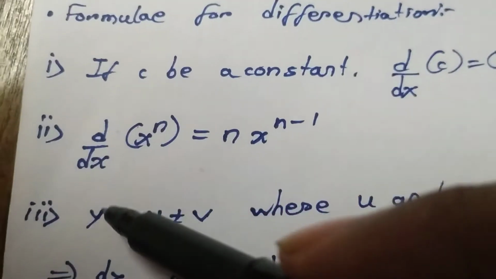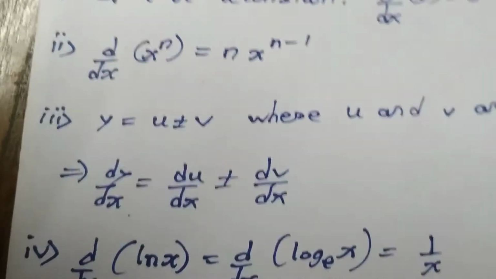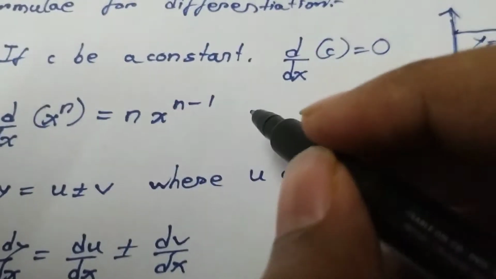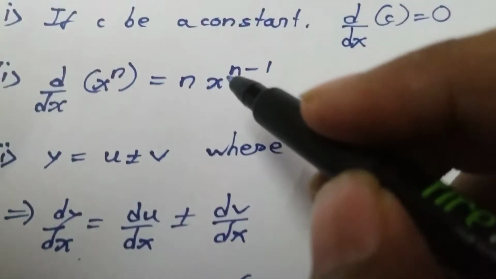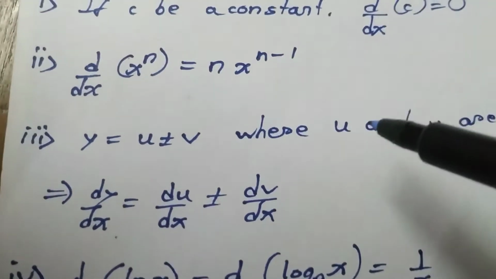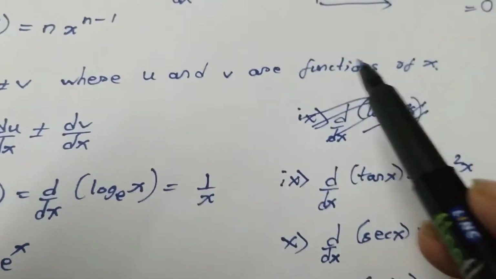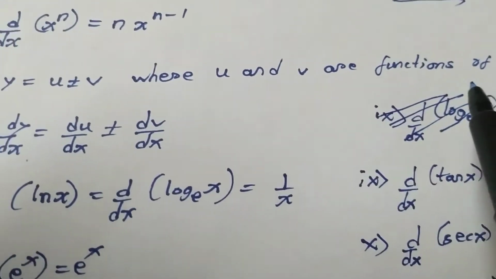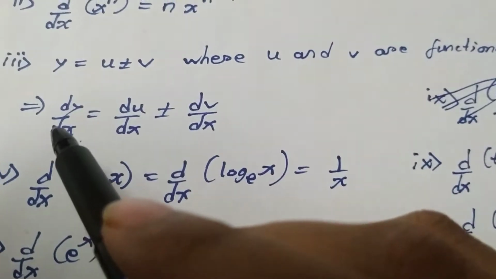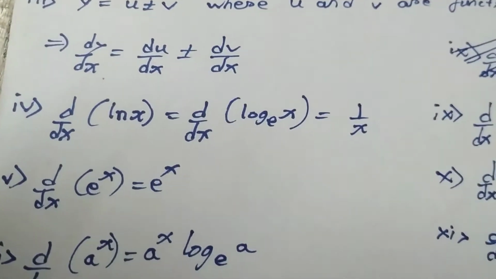And then comes d/dx of x to the power n is equal to n into x to the power n minus 1, where n is a constant. That is, if we have d/dx of x cube, then this will become 3 into x to the power 3 minus 1, which means 3x square. Now if we have y equal to u plus minus v, where u and v are not constants but they are functions of x, that is u depends on x, v depends on x, then if we differentiate y, dy/dx, we have equal to du/dx plus minus dv/dx.